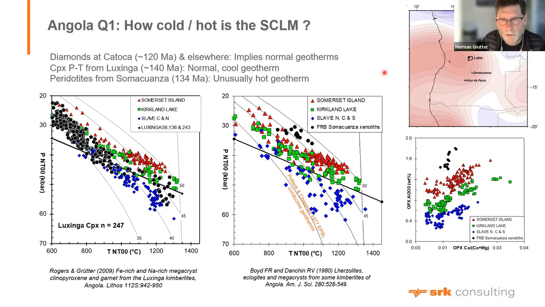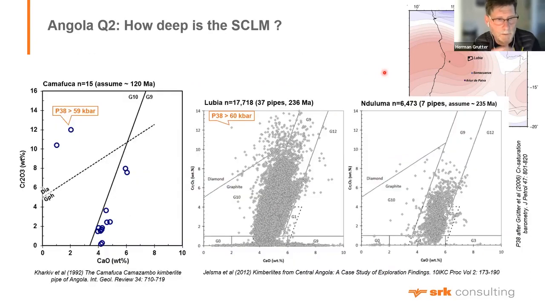So I think the other thing that we can see from Angola is we can see garnet data sets very early on, 1992, a Russian guy put out 25 data points for Kamafuka, Kamazamba. So where is Kamafuka? Kamafuka is on this diagram over here. It's a little bit west of Kamutwe and a little bit south. So it's between Katoka and Kamutwe on the western side, roughly over there.